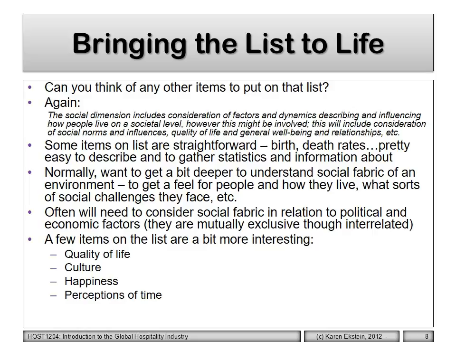A few of the items on the list that are a little bit more interesting from this perspective are quality of life, culture, happiness, and perceptions of time. So we're going to spend a little bit of time talking about each of these in today's session, recognizing that these are ways of describing a social environment, and they're not the only ones that matter, but they're interesting and may not be obvious to you. So let's talk about those.